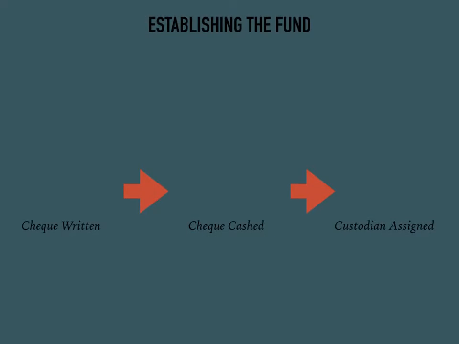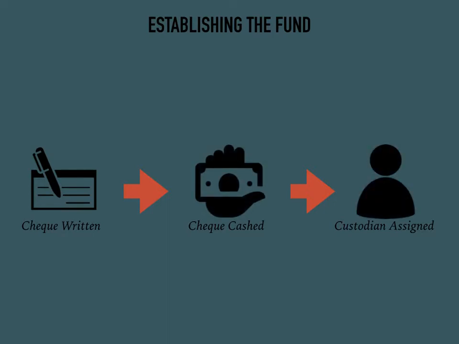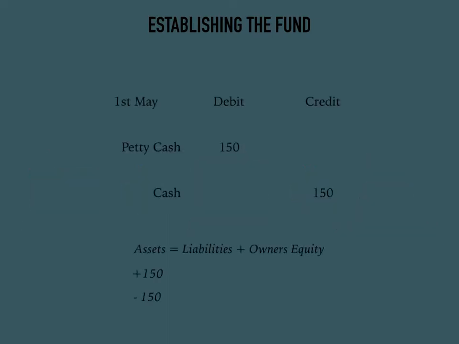Establishing the fund. A petty cash fund is established by writing a check for the amount needed, cashing the check, and placing the cash under the care of a custodian. Following this, a journal entry is made to record the establishment of the fund. The petty cash account is debited by the amount of cash used for the fund, while cash is credited with this same amount. The entry effectively increases the petty cash account and decreases the cash account, having no effect on total assets.